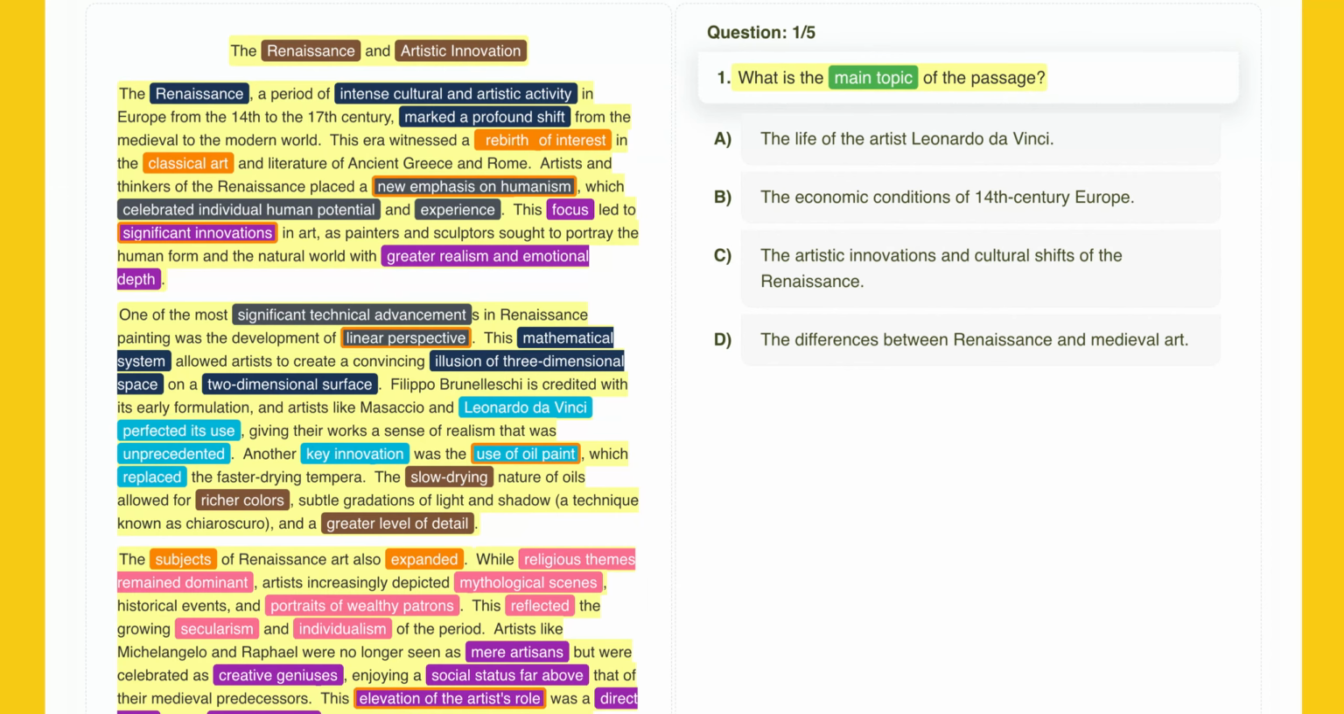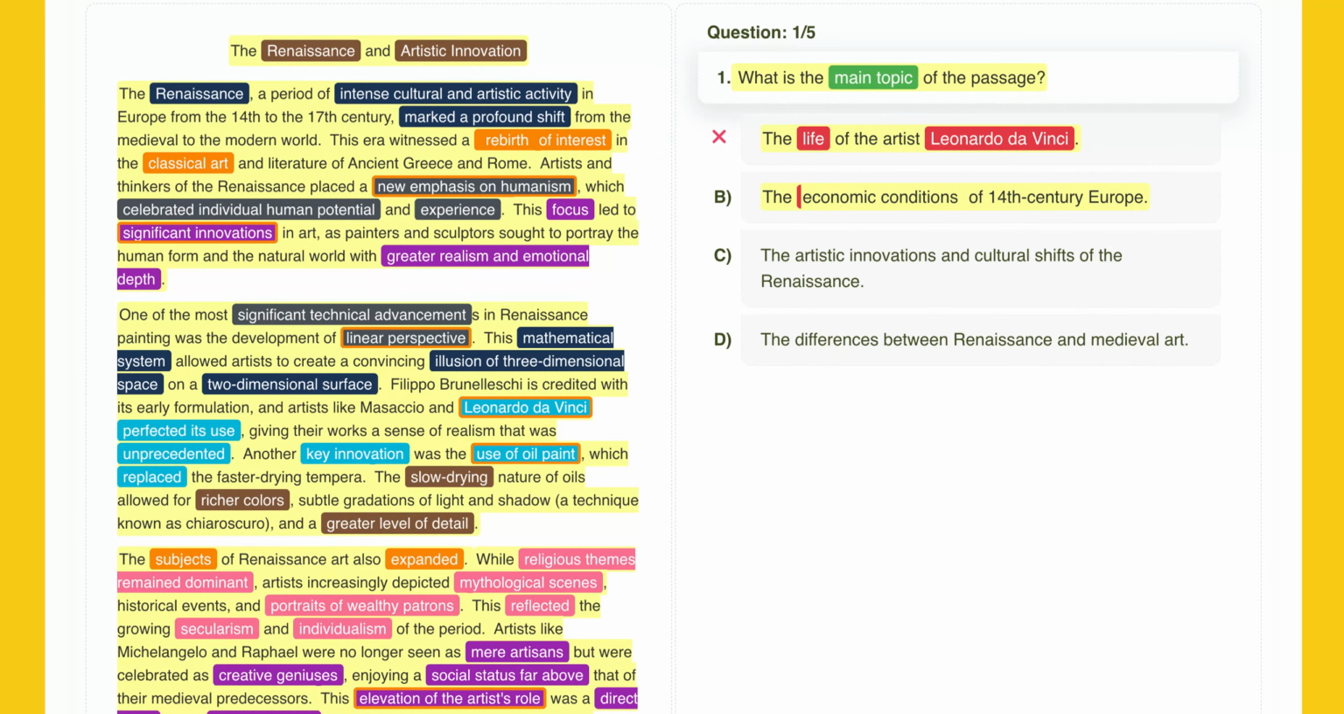Let's take a closer look at option A, the life of the artist Leonardo da Vinci. This option claims the entire passage is about the life of Leonardo da Vinci. While he is mentioned as someone who perfected perspective, the passage covers much more than just him. It talks about many artists and broad cultural shifts. Therefore, this option is too narrow. Incorrect.